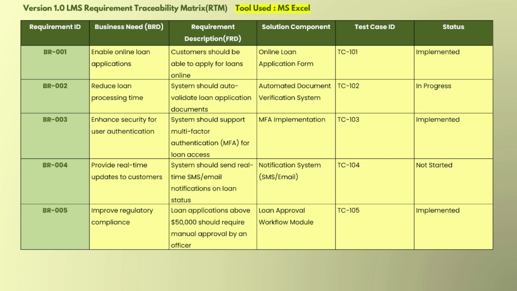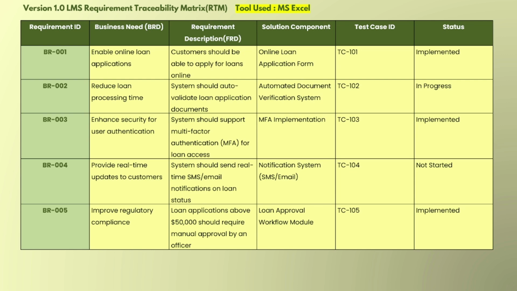So that is what I am trying to tell you during the definition of RLCM as well. Then next is BR002, reduce loan processing time. Well, this is the need, but then what is the exact requirement? The system should auto validate loan application documents. That's quite fair, since it will definitely reduce the loan processing time.